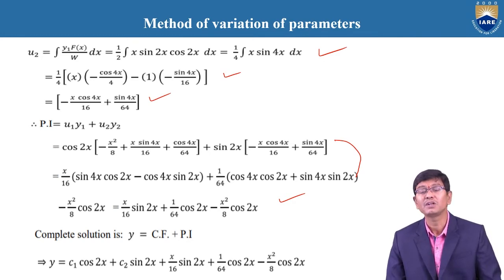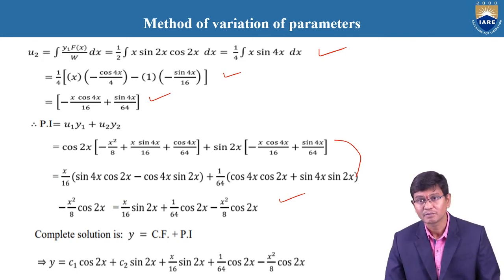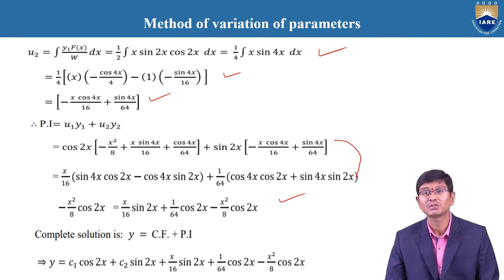Therefore, the complete solution of this given differential equation is the complementary function plus the particular integration together: c1 cos 2x plus c2 sin 2x plus x by 16 into sin 2x plus 1 by 64 into cos 2x minus x square by 8 into cos 2x.